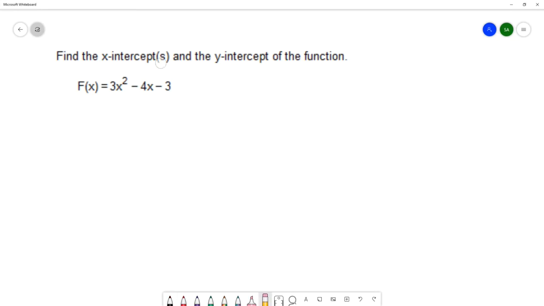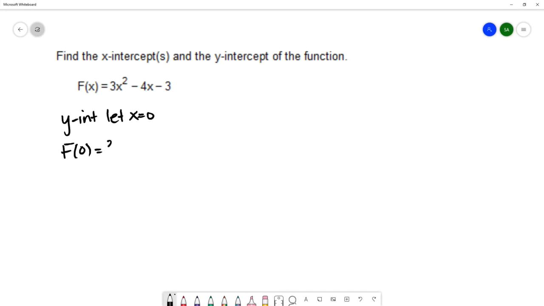Find the x-intercepts and the y-intercept of the function f of x equals 3x squared minus 4x minus 3. I'm going to start with the y-intercept because the y-intercept is usually a little bit easier to find. When you're looking for a y-intercept, you're going to let x equal 0. We're using function notation, so that means substituting a 0 into the function.